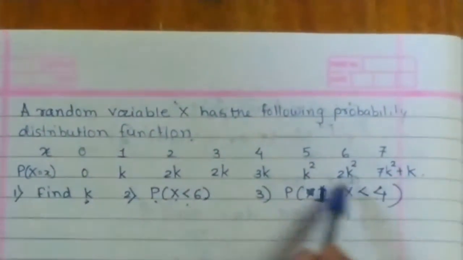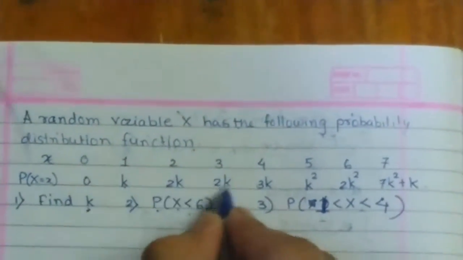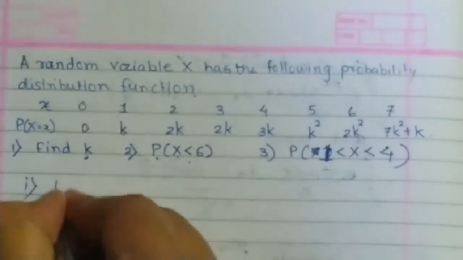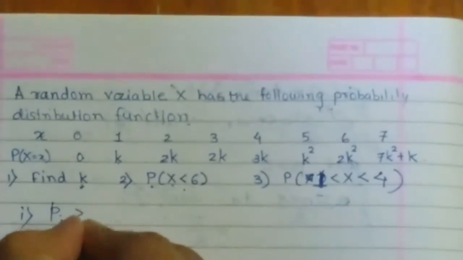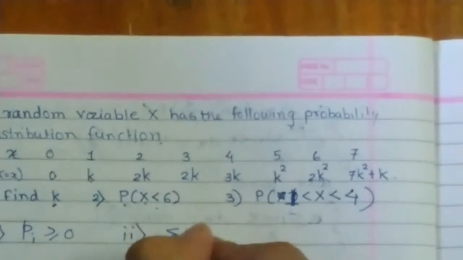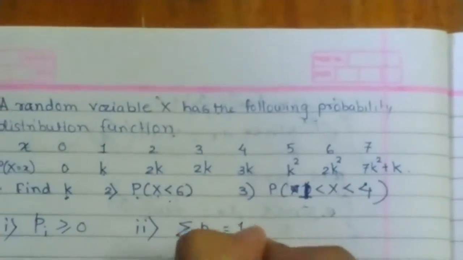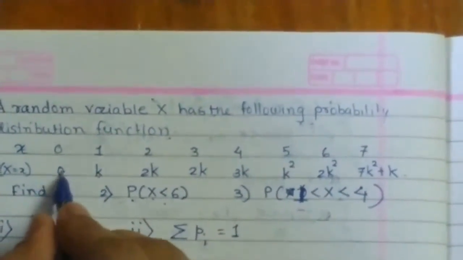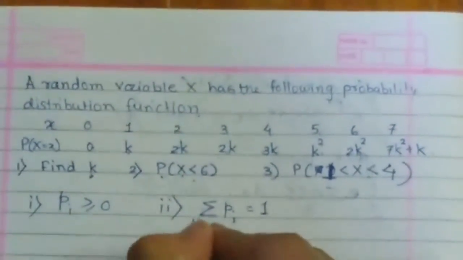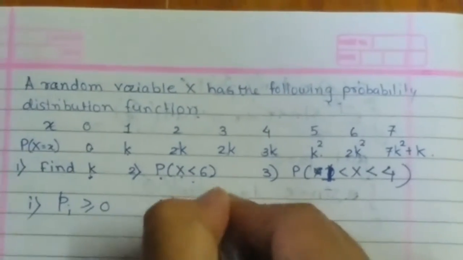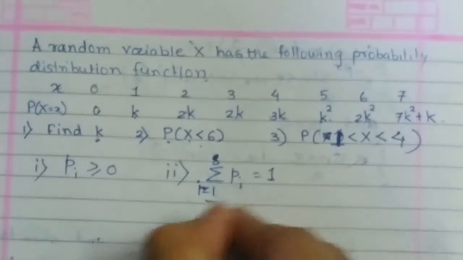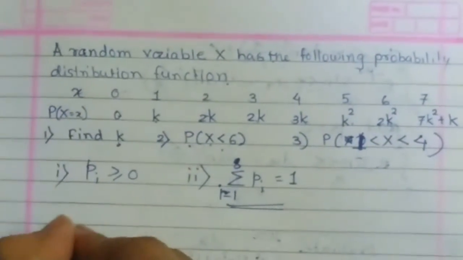These are nothing but P1, P2, P3, P4, P5, P6, P7 and P8. The first condition on the probability distribution is that all the Pi's are greater than or equal to 0. The second condition is that the summation of these Pi's should be equal to 1. So how many Pi's are there? P1, P2, P3, P4, P5, P6, P7 and P8. So we have i equal to 1 to 8. Are you clear with this? So we are going to use this property to find the value of K.